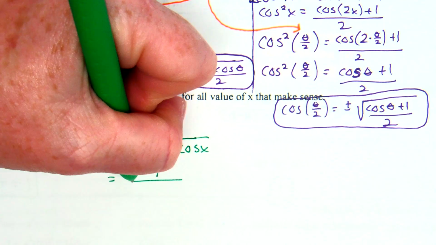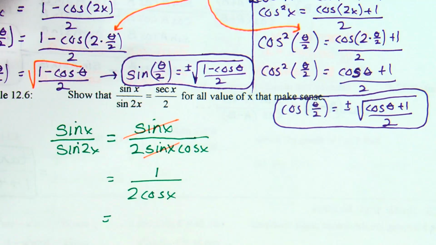Not quite. The 2 is going to stay in the denominator, but cosine goes to the top as a secant. So secant x over 2.